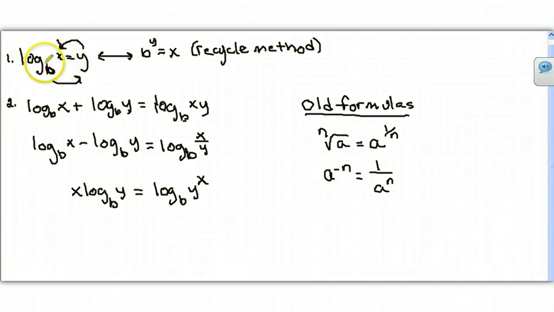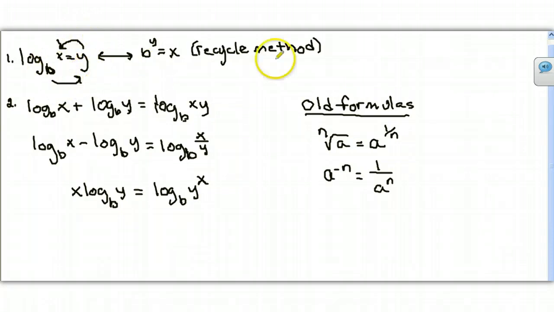If you ever want to solve a log, you have to write it as an exponential. So basically, when you see these arrows like this, you always start with the base, and you raise it to the power of what it's equal to. So you've got b to the power of y, and then it's equal to x.